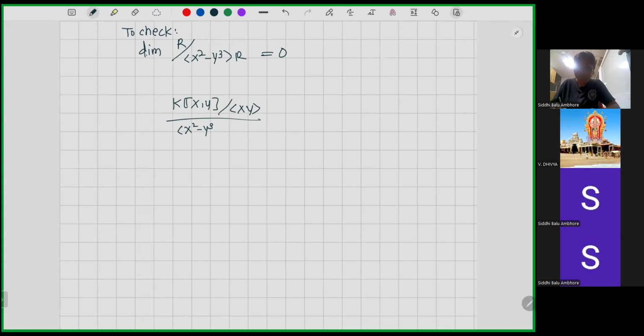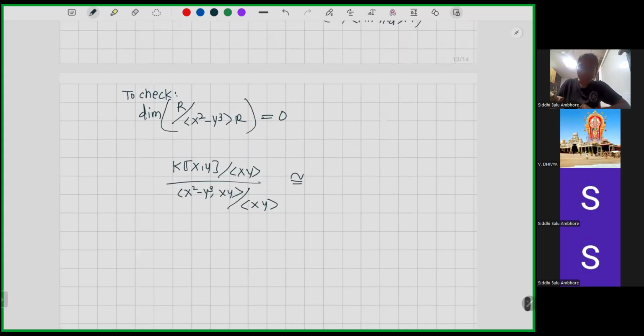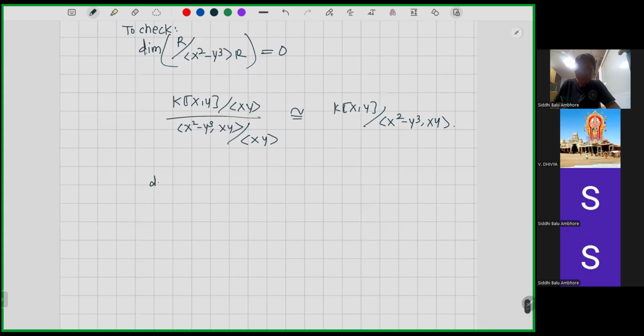Sorry, not this. Okay, this is my actual ring, and this is what I need to check, its dimension. This is isomorphic to k[[x, y]] quotiented by (x square minus y cube, xy). This is what I need to check, whether the dimension of this ring is 0 or not. So note that the dimension of the ring k[[x, y]], even for the formal power series ring, is 2 because we have this.